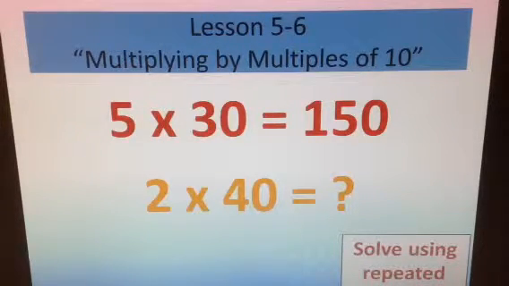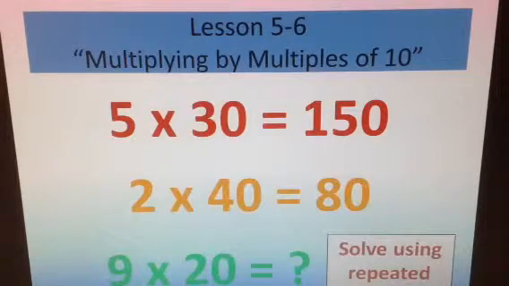2 times 40. Pause the video if you need to figure this out. 2 times 40, the basic fact to use is 2 times 4. 2 times 4 is 8. Put a 0 at the end of 8 and it turns into 80. So 2 times 40 is 80. At the bottom of the screen, 9 times 20 is the last one we did as a class. 9 times 2 is 18. Put a 0 at the end of 18, you have 180.